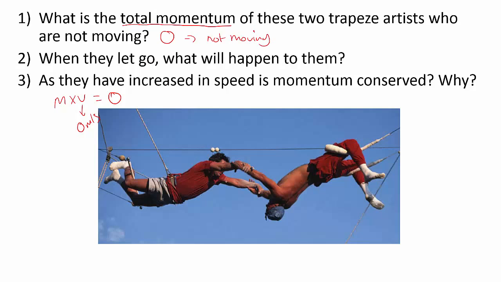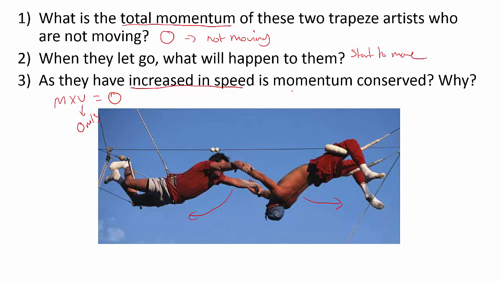Now what will happen when they let go? This man is going to go that way, and this man is going to go that way. And they're going to start moving. So they will both start to move, which means their momentum will increase. Individually, his momentum will increase and his momentum will increase. So they've increased in speed. We've said that there was no momentum before, whereas clearly they're moving now, so they do have momentum.